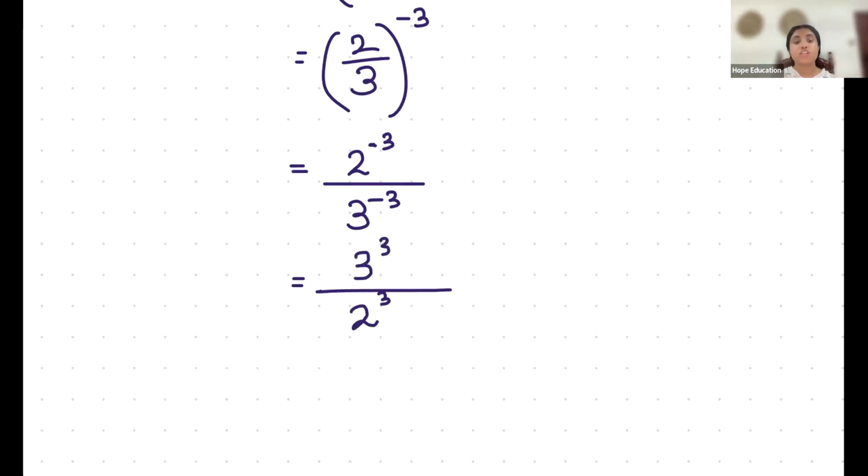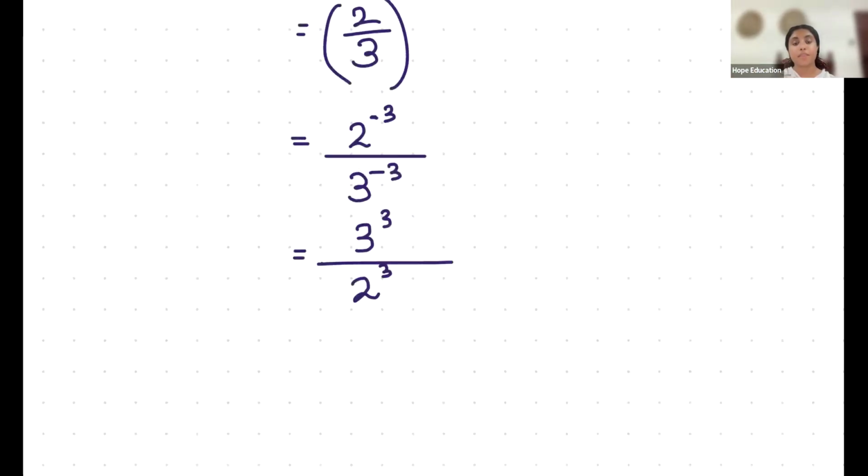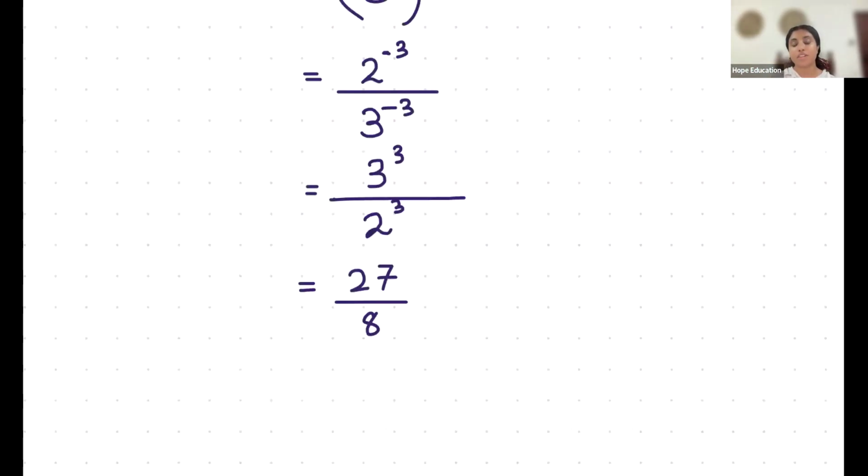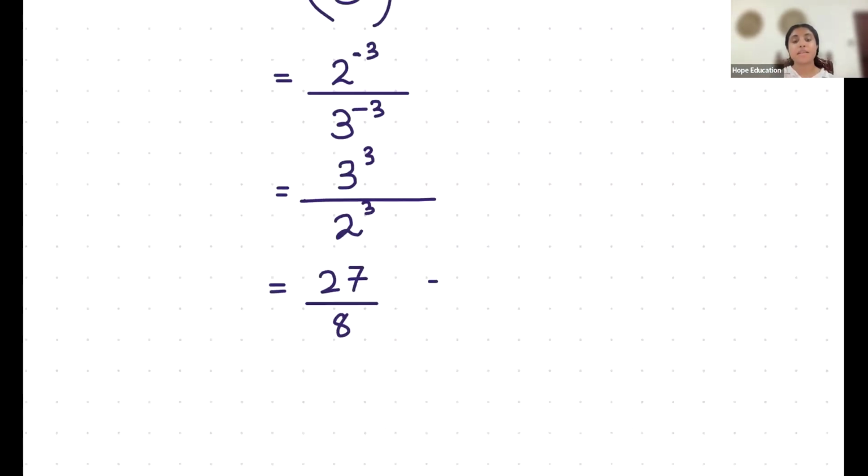Okay. So what do we have here? 3 to the power 3. 3 times 3 times 3 is 27. 2 to the power 3 is 2 times 2 times 2, which is 8. So I have an improper fraction. I can convert it to a mixed number. 8 times 3 is 24. 25, 26, 27. 3 remaining.